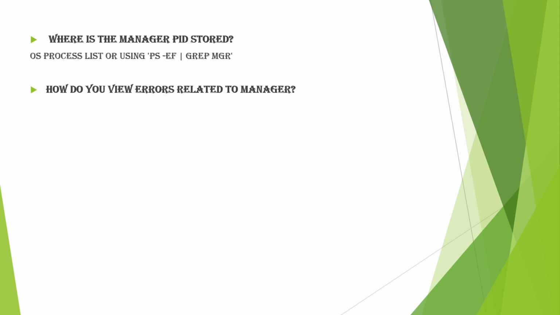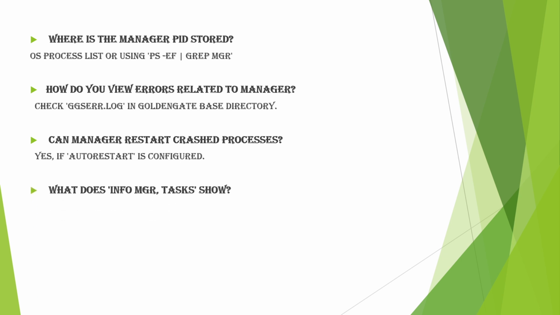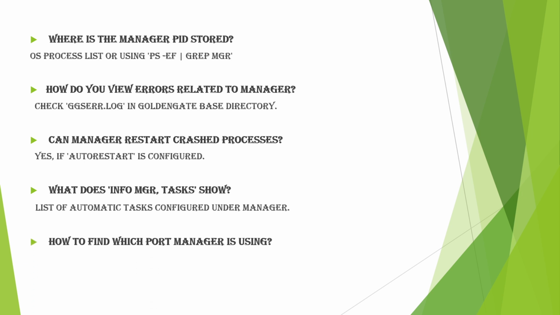How do you view errors related to manager? Check the GG error log in the GoldenGate base directory. Can manager restart a crashed process? Yes, if auto start is configured. What does info manager task show? A list of the automatic tasks configured under manager. How do you find which port manager is using? Info manager will give the idea about which port is being used.